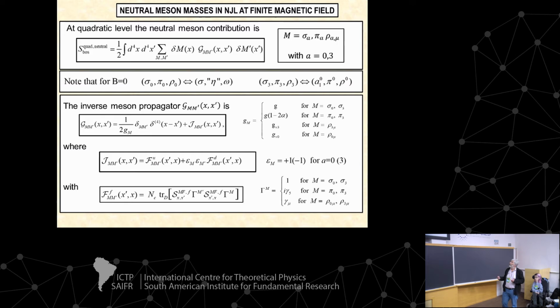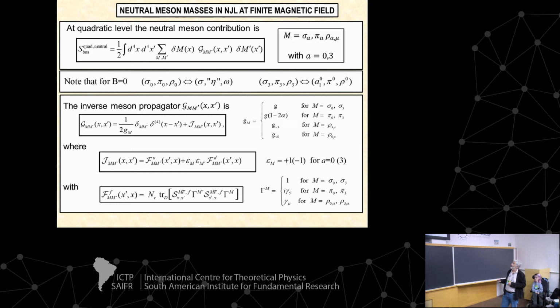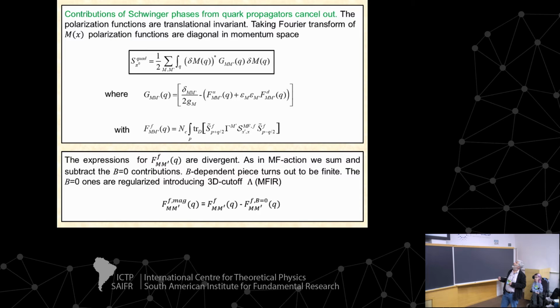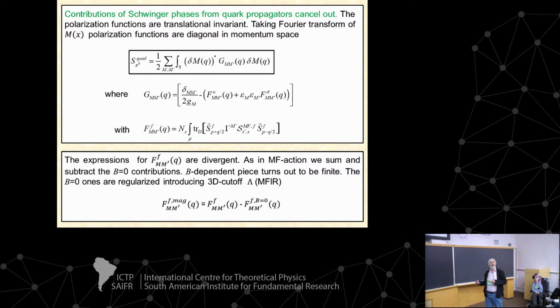Now one important thing is that here the flavor is the same. So this is a neutral particle, so this F is the same as this F here. This means that when you replace the quark propagators, the Schwinger phases will cancel. It will become more clear in the case of the charged mesons, where they don't cancel, but here they cancel. Since they cancel, this loop function turns out to be translationally invariant. So it depends actually on x prime minus x. And since it's so, I can Fourier transform everything.